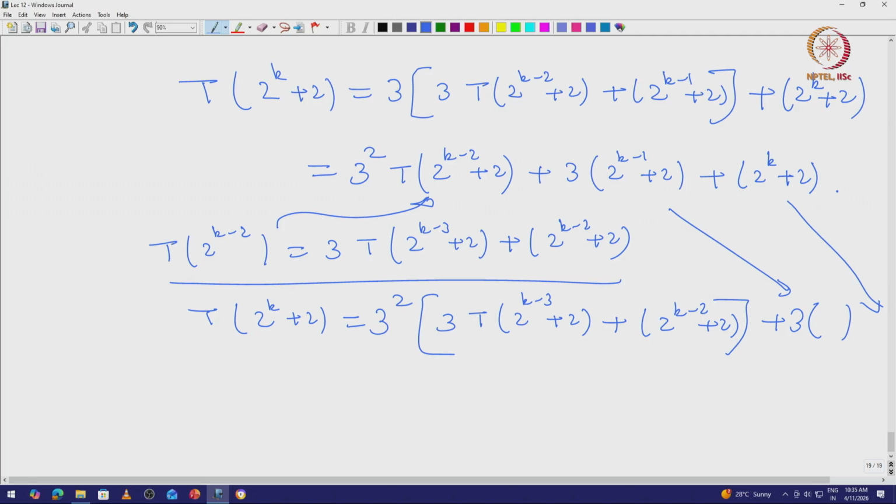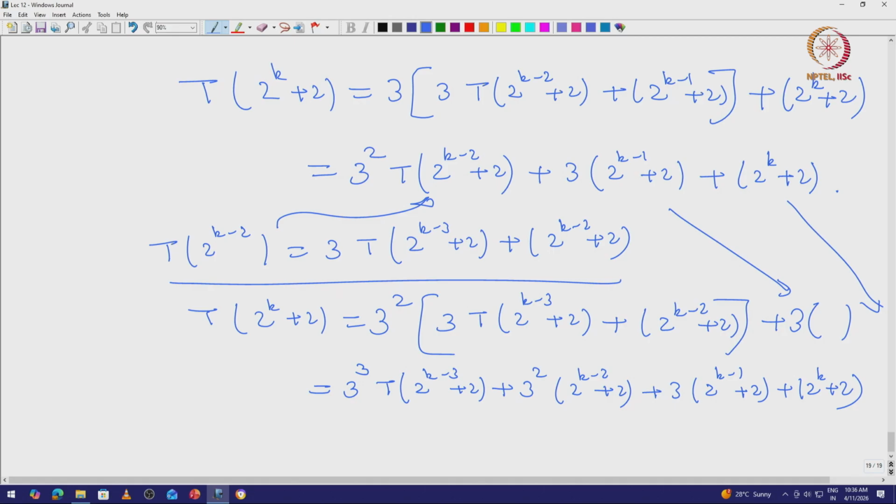You copy down here, and this is nothing but 3^q t of 2^(k-3) + 2, plus 3^2 times 2^(k-2) + 2, plus 3 times 2^(k-1) + 2, plus 2^k + 2. So, the pattern is very clear.